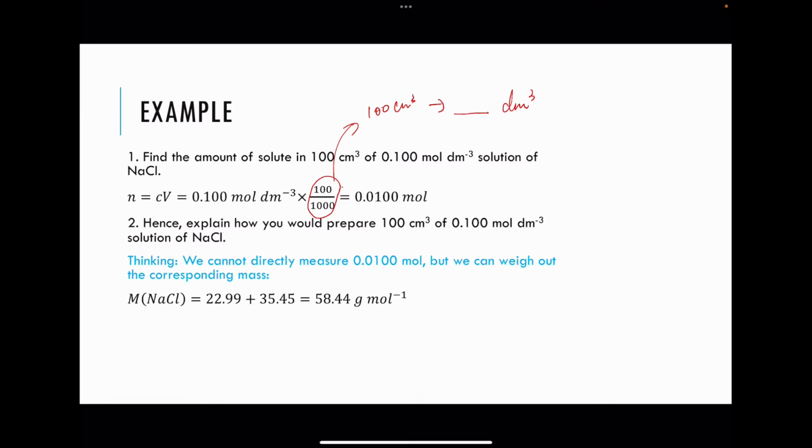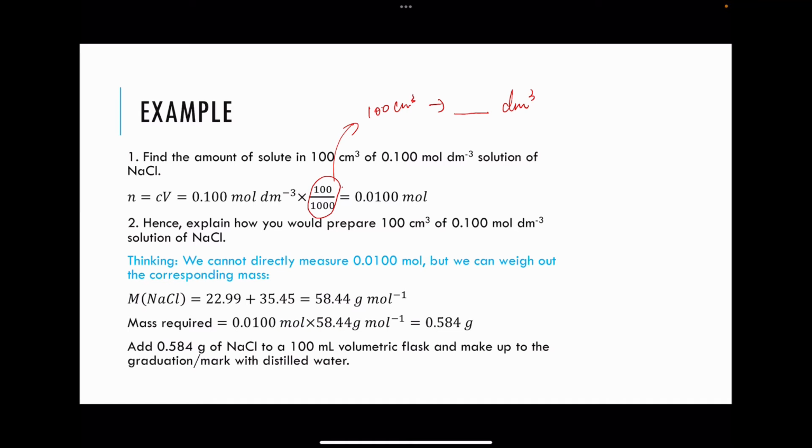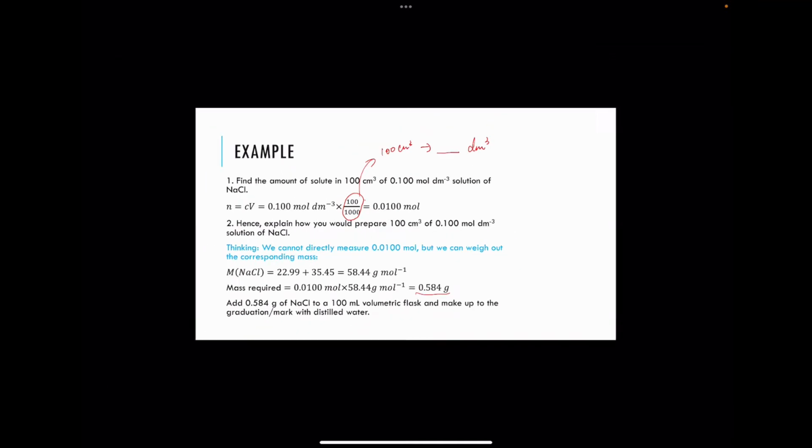So we need to first calculate the molar mass of sodium chloride based on our data book, and then we can work out the mass we actually need to weigh out on an electronic scale. Okay? So how do we do that? Eventually in an experimental setting we add 0.584 grams of sodium chloride, that's the amount that we have calculated, to a 100 mL volumetric flask, and we make up to the graduation mark with distilled water.